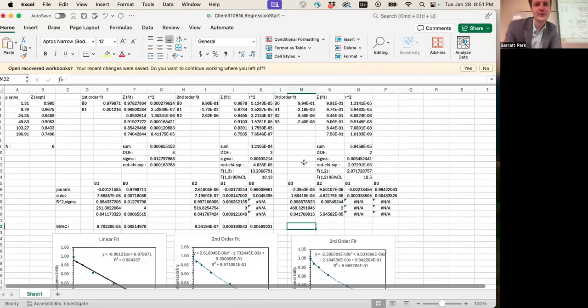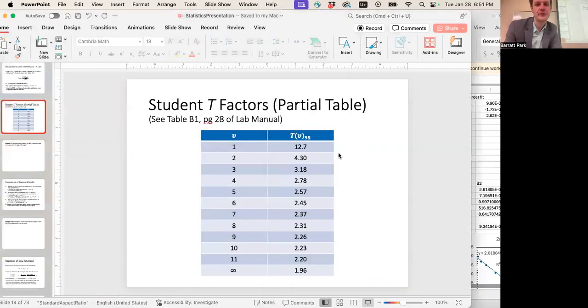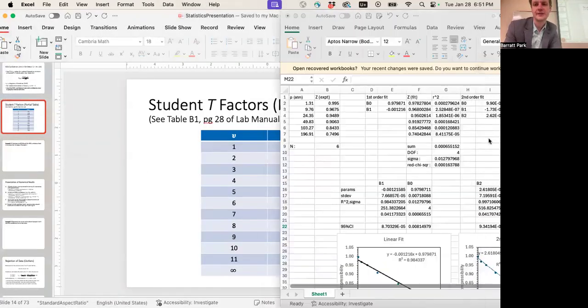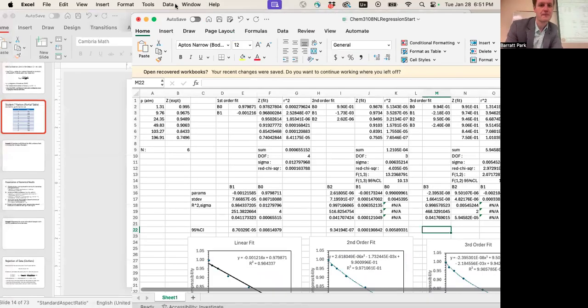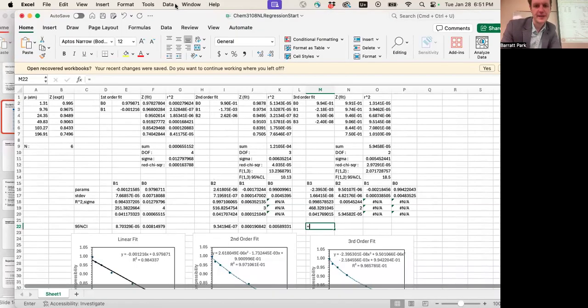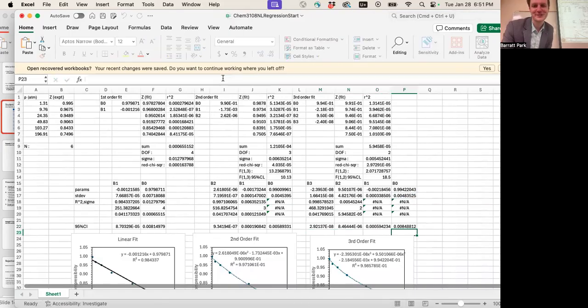And then over here, we only have 2 degrees of freedom. So over here, the student T parameter that we're going to use is going to be 4.3. So here, I'm going to take the standard deviation of each parameter times 4.3 and divide by the square root of the number of measurements. And I'll drag that formula over, and I believe that should be now correct.